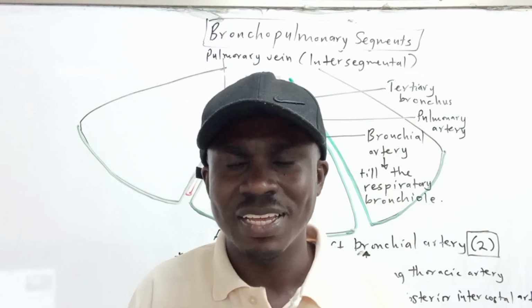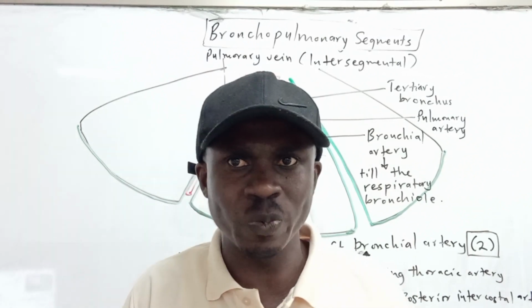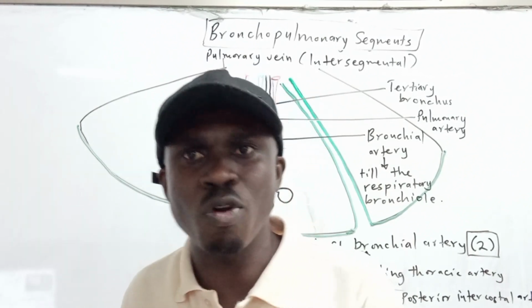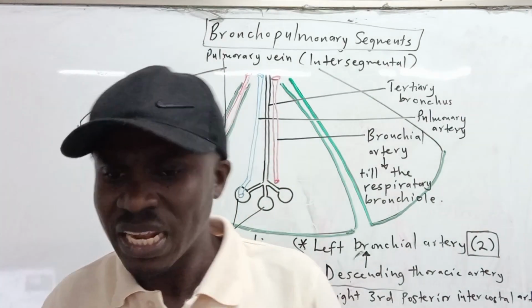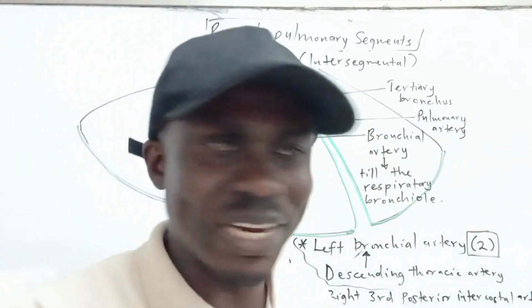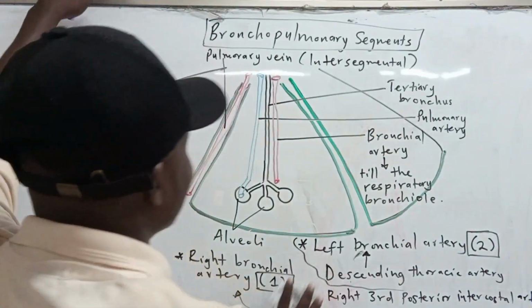Now, my friends, there's the last thing that I got to tell you. I've told you that for the right bronchopulmonary segments, we are going to have 10. That of the left will be variable: 8, 9, or 10. Let me explain that one to you, and we bring this class to a close.